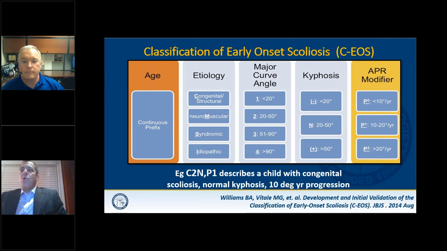In fact, most of decision making really should be based on the amount of progression. And for me, if a kid is rapidly progressing, I'm more likely to operate on a 40 degree curve than if a kid has a 60 degree congenital scoliosis, which is stable over time. This has been pretty well validated. The C-EOS has been shown to predict complications, progression, and outcomes of early onset scoliosis.